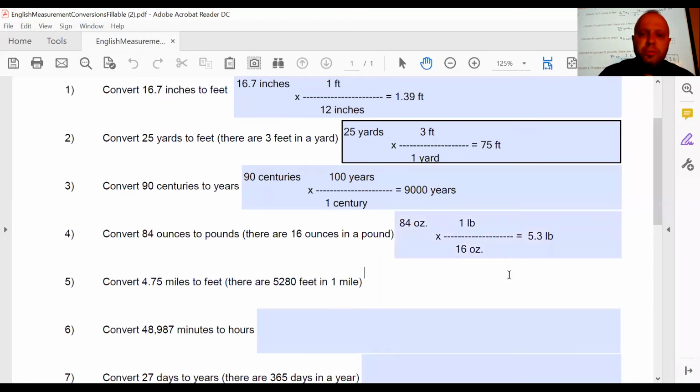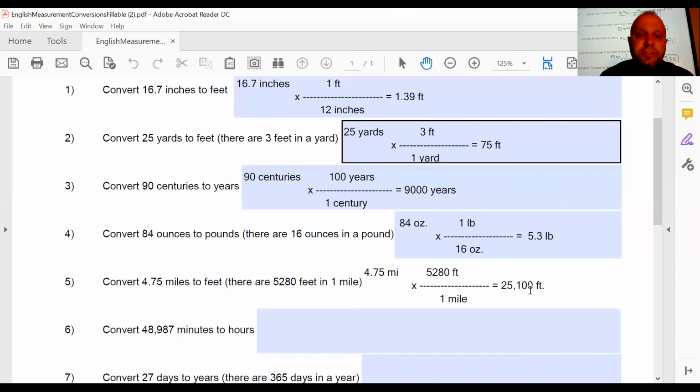Okay, for the next one, we have 4.75 miles. The abbreviation for miles is MI. We do times, and then our line here. Every 1 mile is equal to 5,280 feet. So remember, this came out to be 25,080 feet, but when we correct for significant figures, it's 25,100 feet.